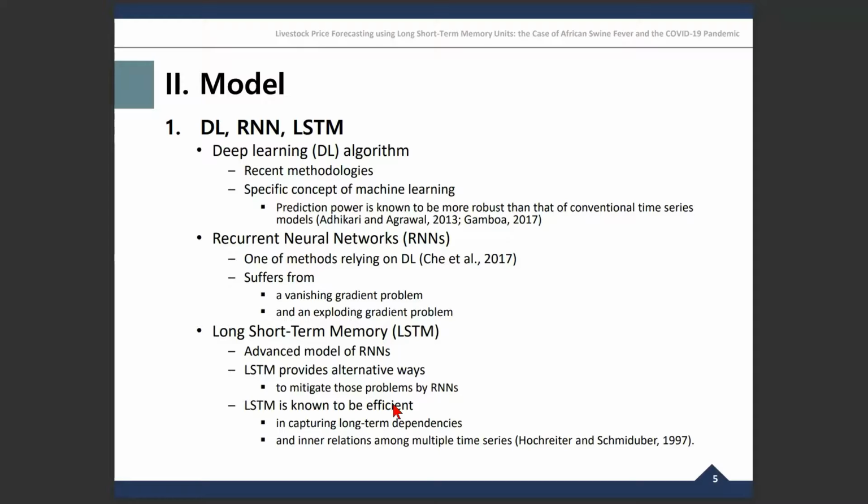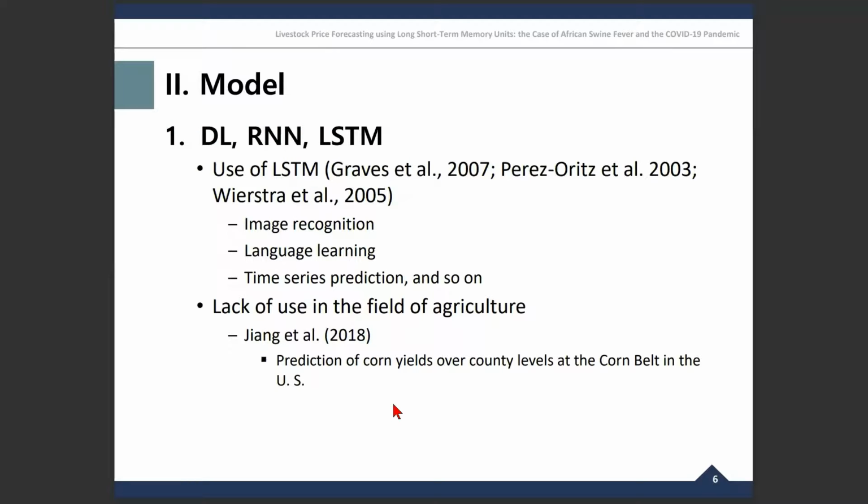However, RNN or LSTM can utilize the long memories. Up to now, LSTM is used for image recognition or language learning and other fields. However, in the field of agriculture, it is barely introduced. Recently, some Chinese researchers are introducing this kind of methodology in our field.